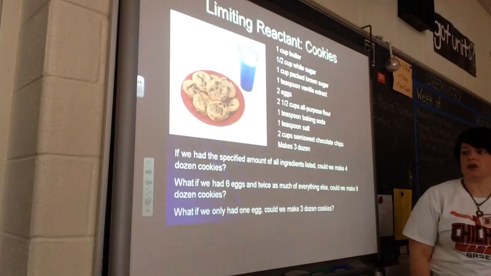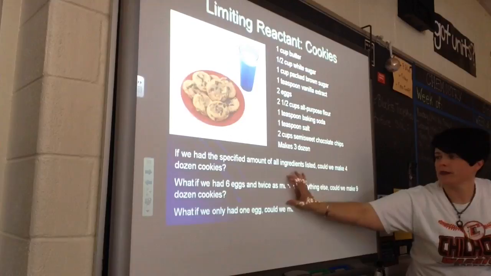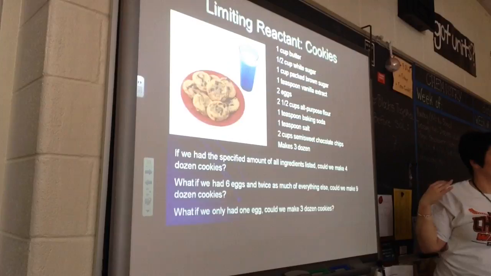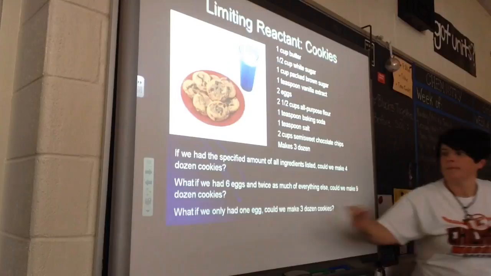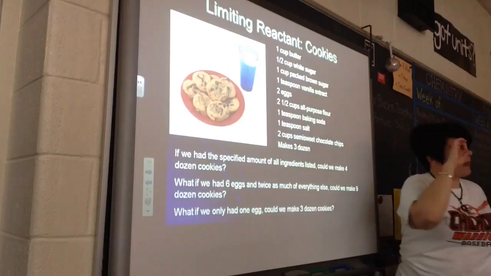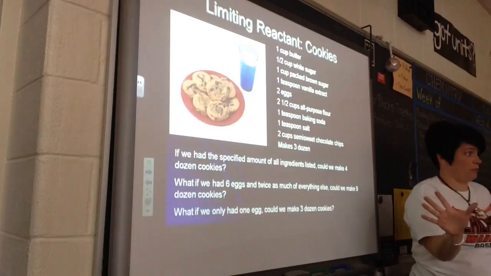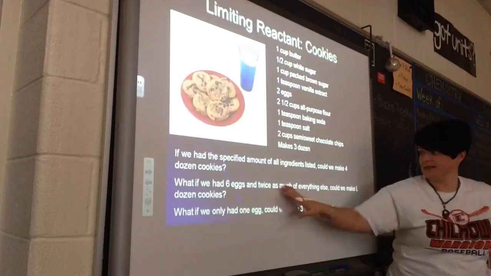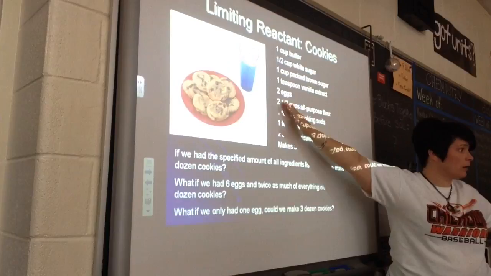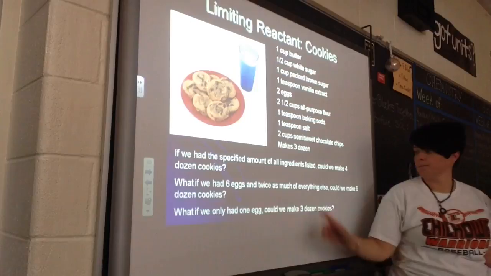Now, look at the recipe. Look at the second question here. Don't blurt out an answer. Mentally munch on it just a minute. If we had 6 eggs, think about it, we have more eggs by a factor of what? A factor of 3. Okay, so we have 3 times more eggs than we need for a single recipe. Could we make 9 dozen cookies?